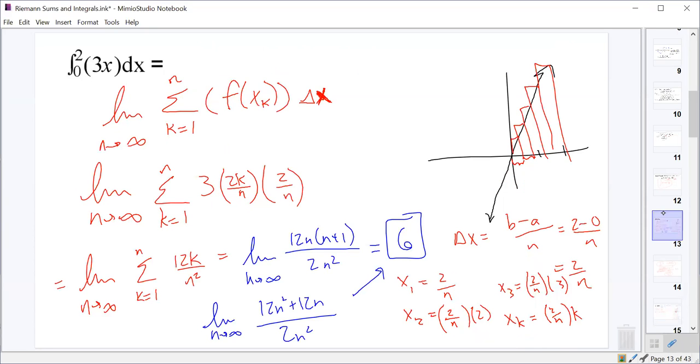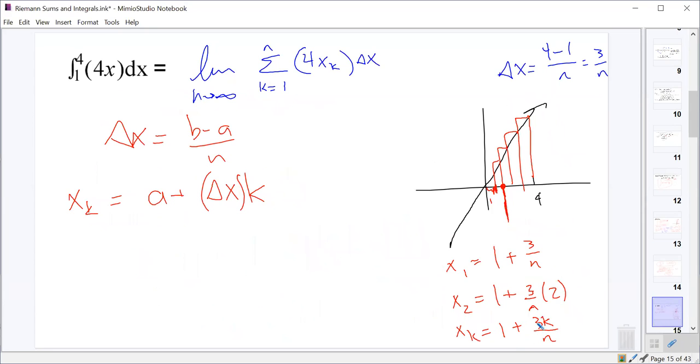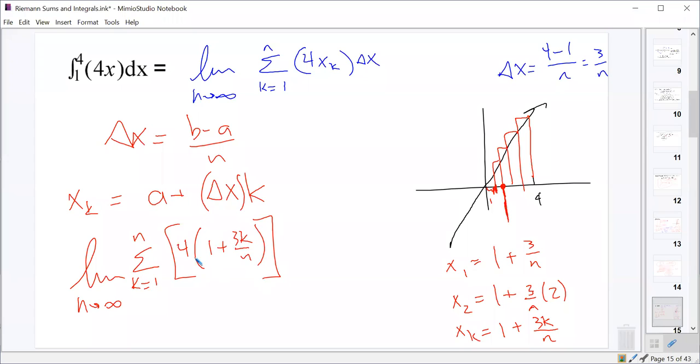And that's what we had here, right? We had a, 0, plus delta x times k. So just 2 over n times the k, because a was 0. In this case, a is 1, so it's 1 plus delta x times k. Good or no? Good. All right. So we have a limit as n approaches infinity of a sum from k equals 1 to n of 4 times 1 plus 3k over n. Note the parentheses with the brackets outside of it, times delta x, which is 3 over n.